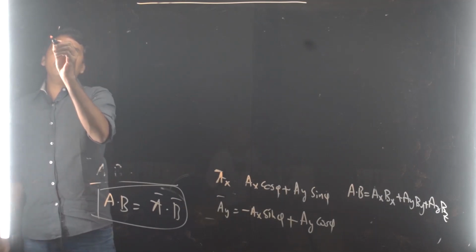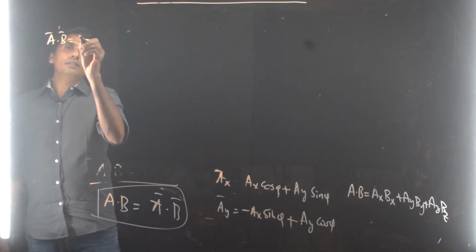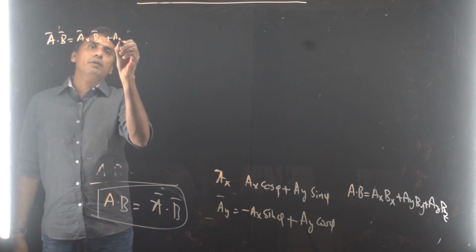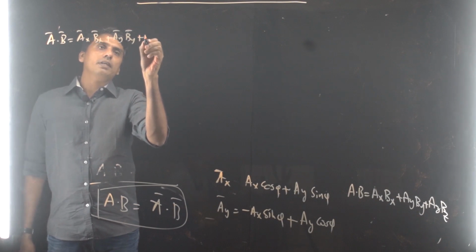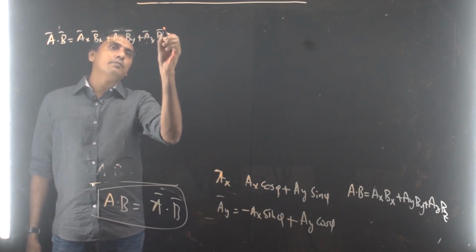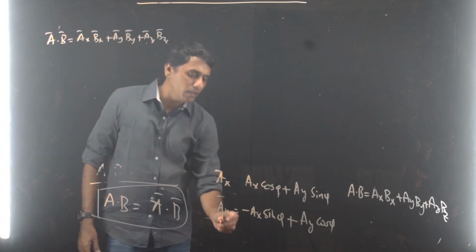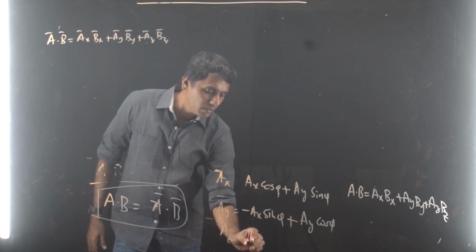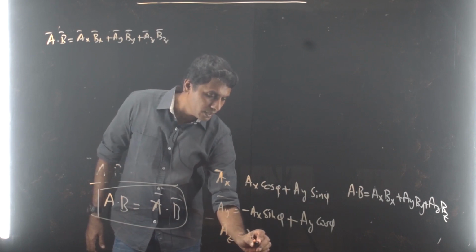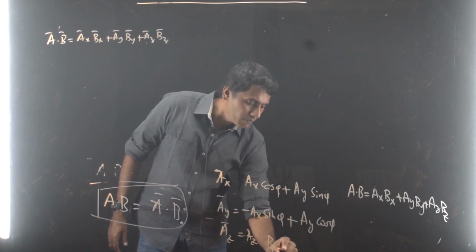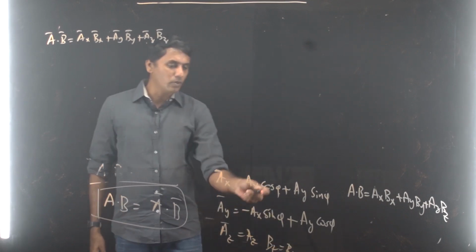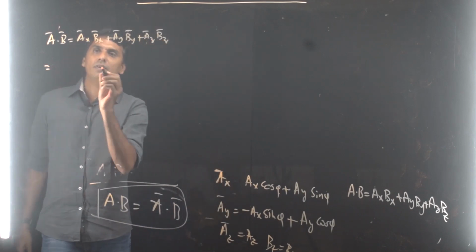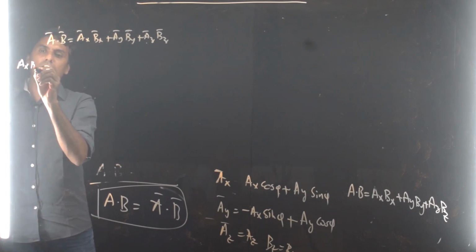Okay. So A bar dot B bar is equal to Ax bar Bx bar plus Ay bar By bar plus Az bar Bz bar. And of course you know that Az bar is nothing but Az, and Bz bar is equal to Bz itself. First we will evaluate Ax bar Bx bar.